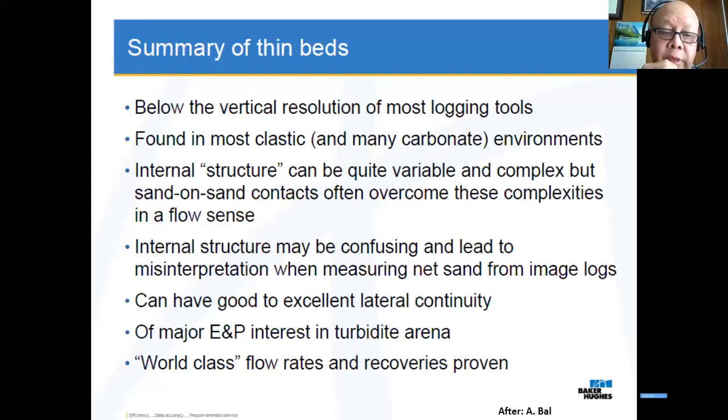It can have excellent lateral continuity, and it is of major interest for E&P companies now, because we are drilling deep water wells, and turbidite formations are the ones we normally encounter in deep environments. And they can have world-class flow rates and recoveries. So let me end the geology at this juncture, and let's go to another topic.